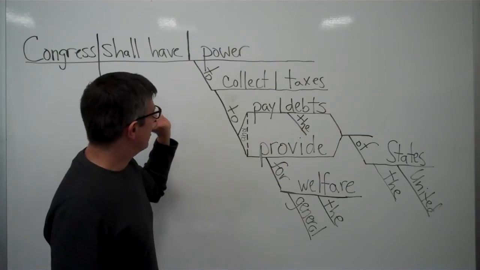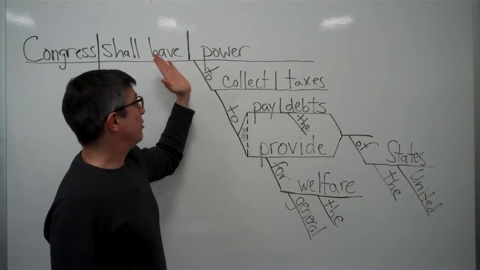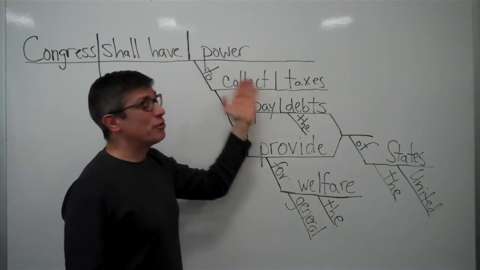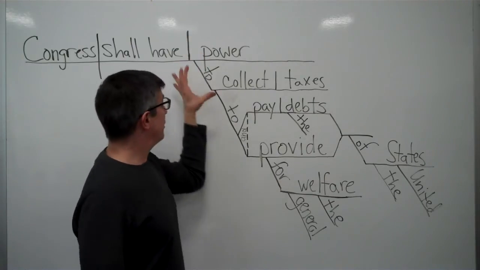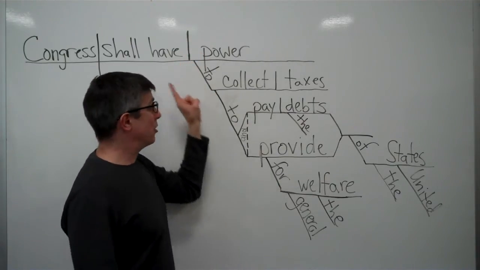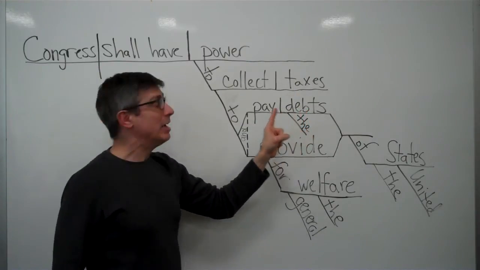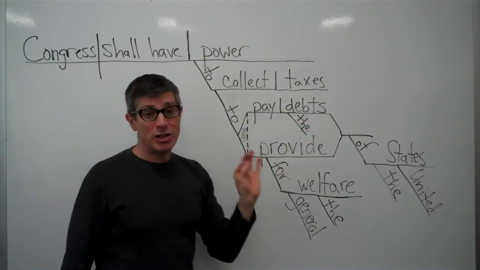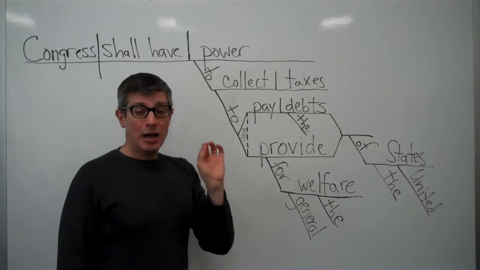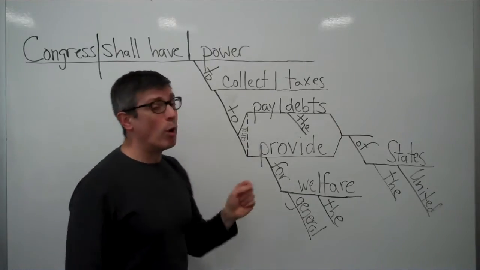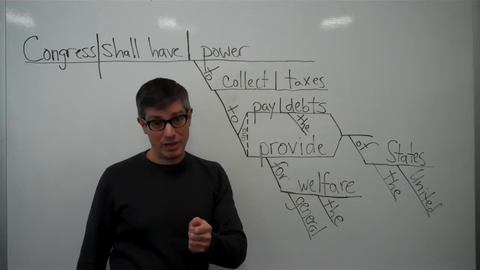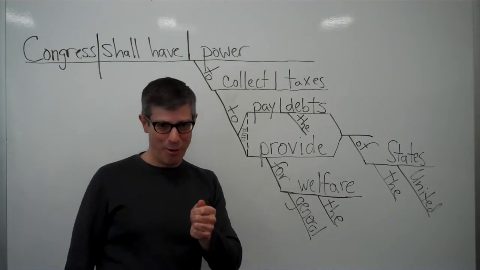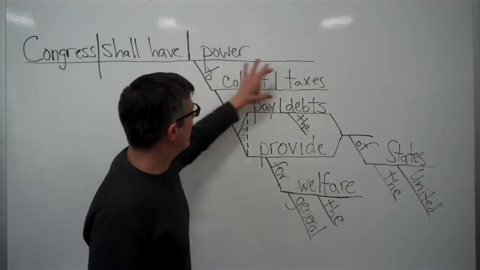And it's also clear that this power is the power to collect taxes. So this infinitive phrase, to collect taxes, is certainly functioning as an adjective to modify power. What kind of power? The power to collect taxes. That's what kind of power. So this is an adjective.